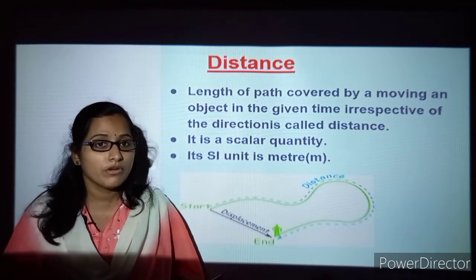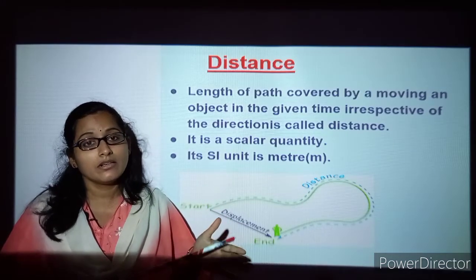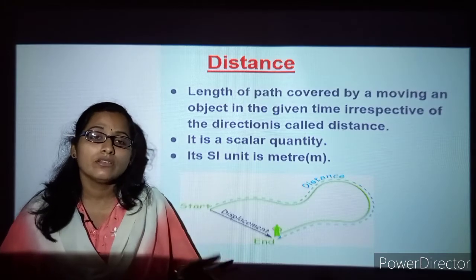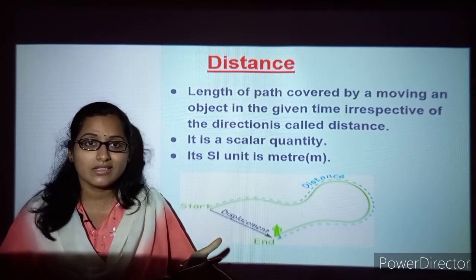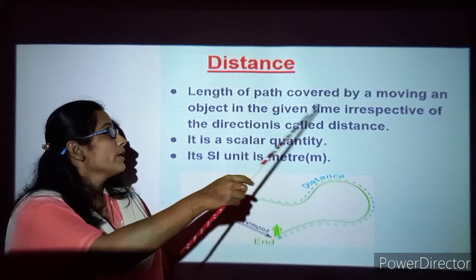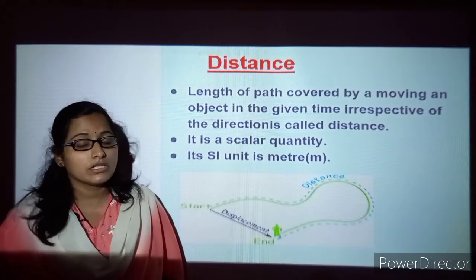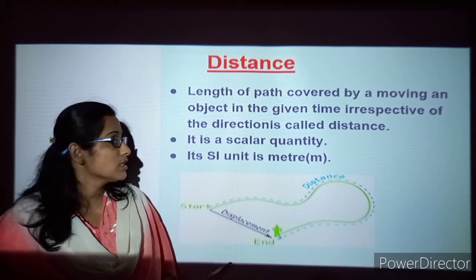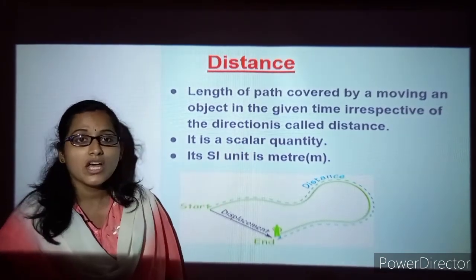So we'll take the example of a car again. The car has started from point A at 10 a.m. and it traveled some distance and reached B at 10:30 a.m. So that is the moving of an object in a given time irrespective of the directions. Irrespective of what direction, it is known as the distance. It is a scalar quantity and its SI unit is meters.